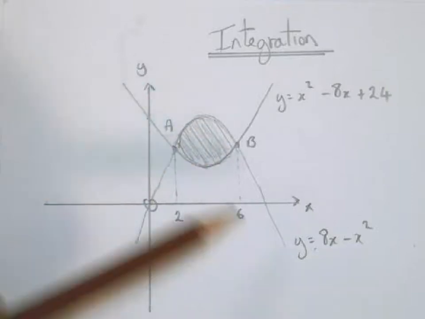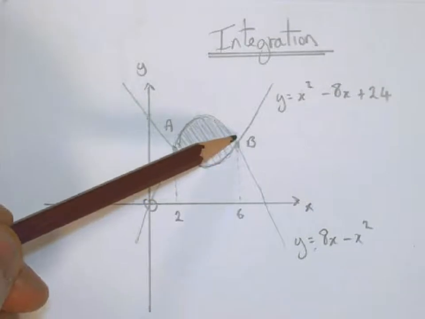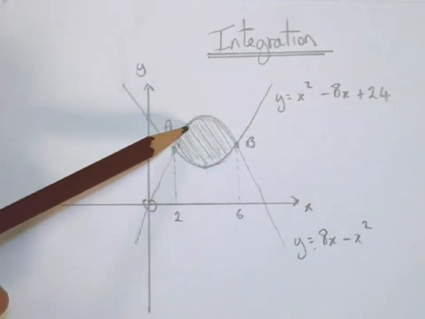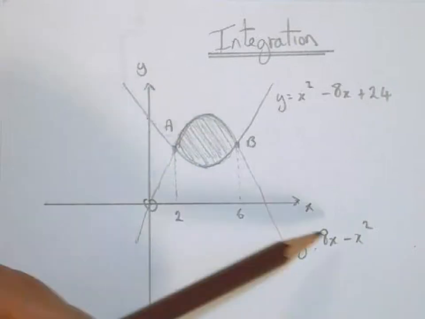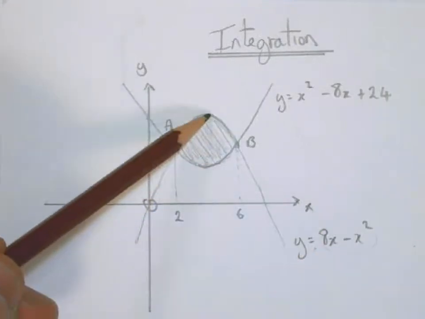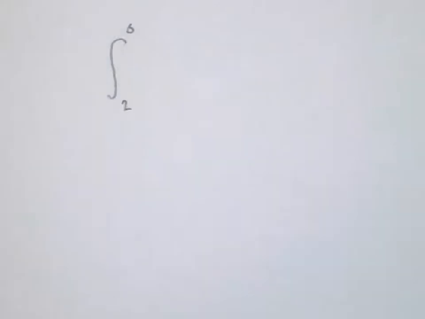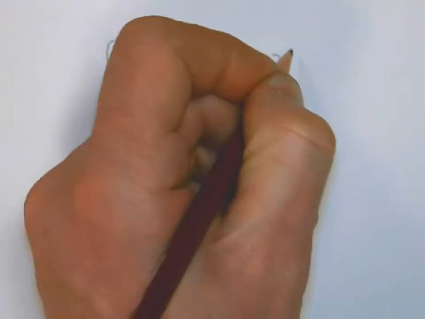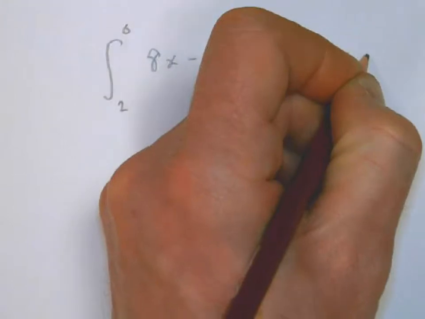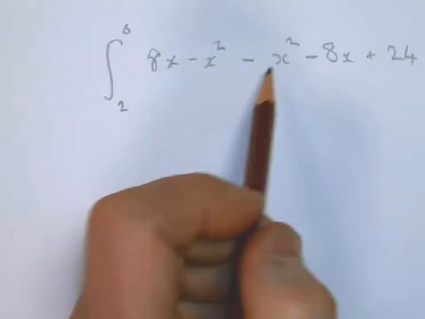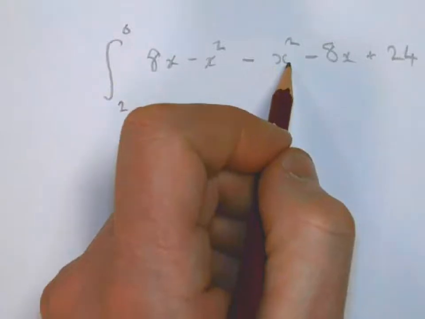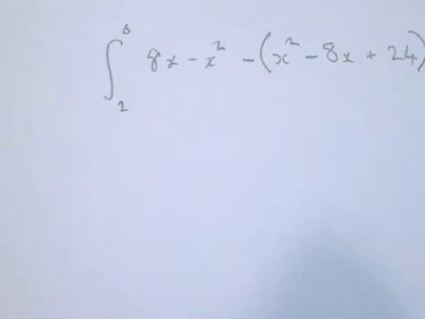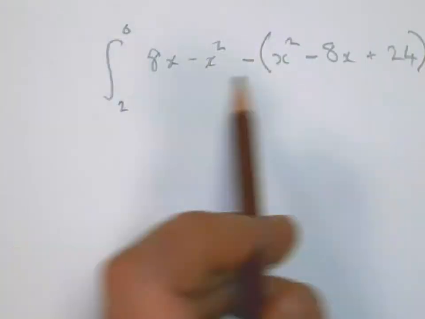Now it's really important that you make sure that you first of all write down the quadratic that is on the top of the area. So I'm going to first of all write down 8x minus x squared, and then I'm going to take away x squared minus 8x plus 24. And you've got to make sure when you take this away, you're not taking away just the x squared, you're taking away all of it, so you put that in brackets. And again, you're integrating that with respect to x. So before we integrate though, we'll simplify this.